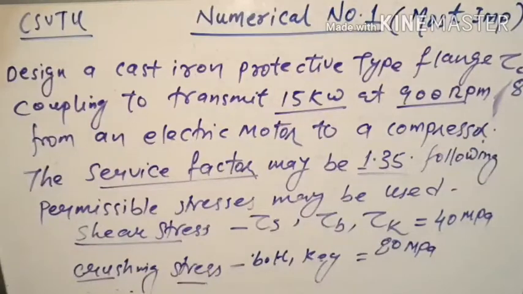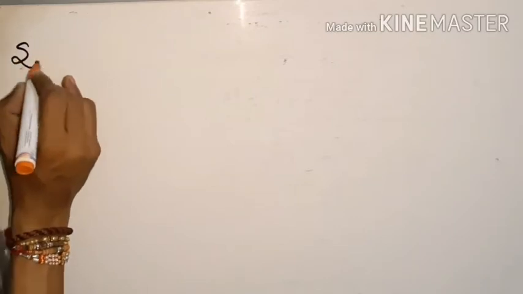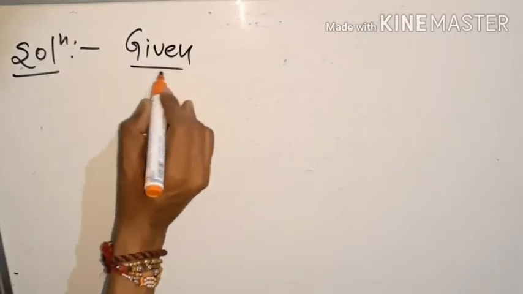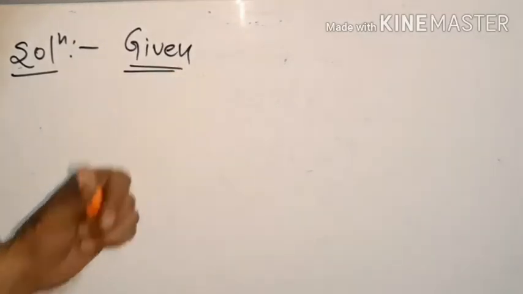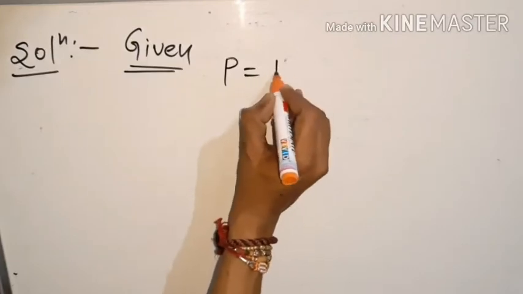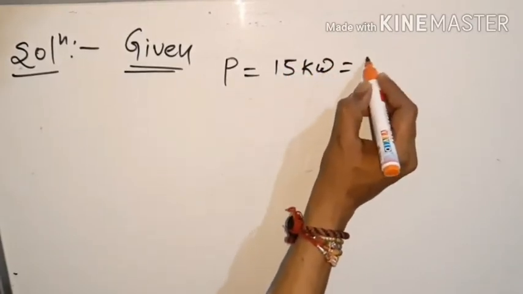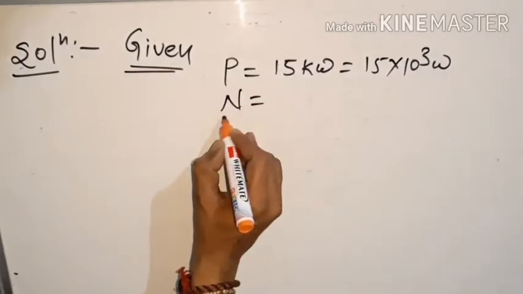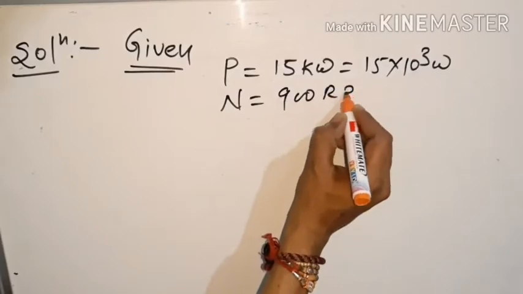Let's start the solution. Firstly, we need to write the given values. So what is given in the question? The power transmitted, P, is equal to 15 kilowatt, and when we convert this into watt, it is 15 into 10 power 3 watt. The speed, that means RPM, is N equal to 900 RPM.